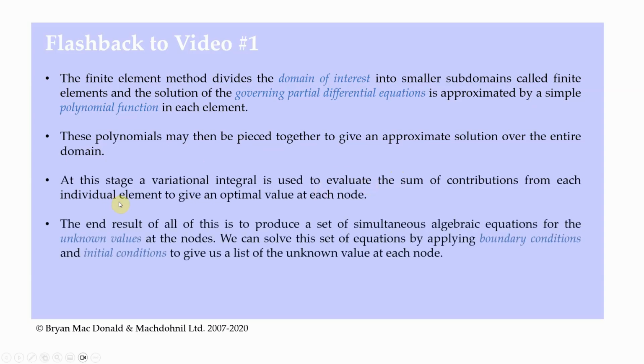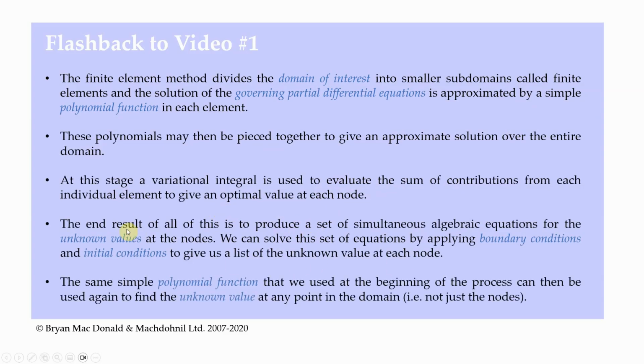And the end result of this is to produce a set of simultaneous algebraic equations for the unknown values at the nodes. We can solve these equations by applying boundary conditions and initial conditions to get a list of the unknown value at each node. And then very importantly, the same simple polynomial function, which in our case is the interpolation function that we use at the beginning of the process, can then be used again to find the unknown value at any point in the domain. In other words, not just at the nodes.